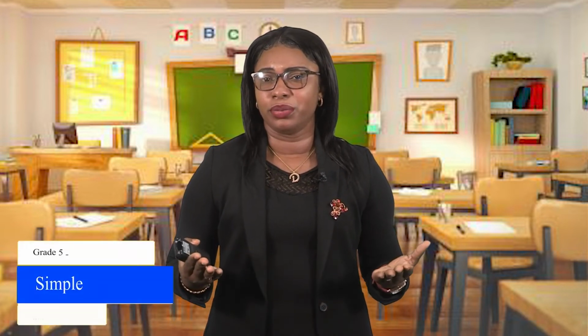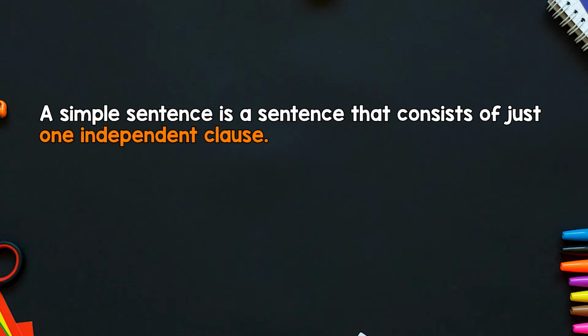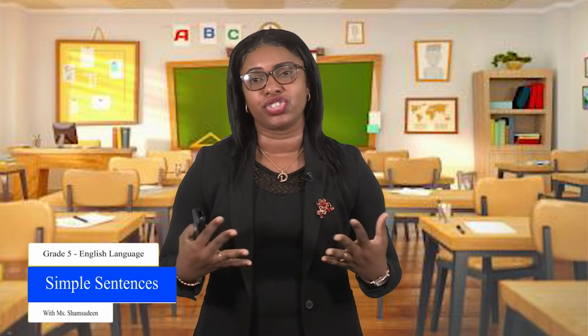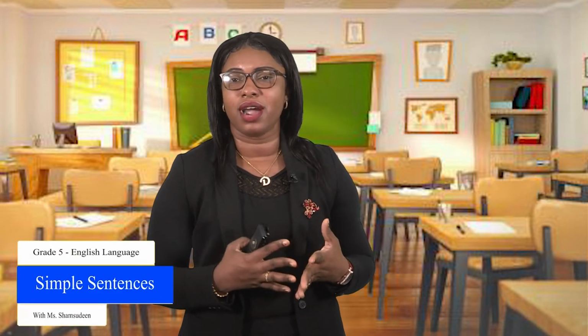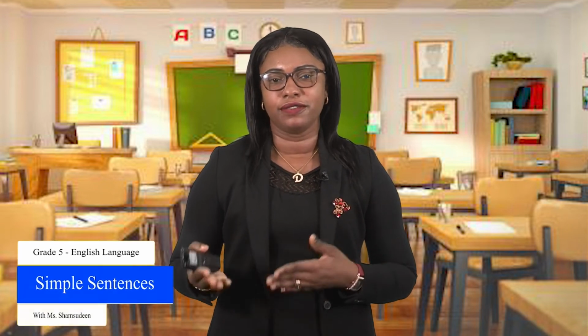Now, when you hear the words simple sentence, what comes to mind? A simple sentence is a sentence that consists of just one independent clause. A simple sentence must have a subject and a verb. So, when we are writing or constructing sentences, there are some main characteristics or elements that must be present, and that is subject and verb.